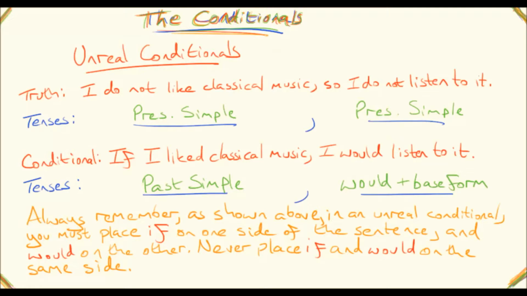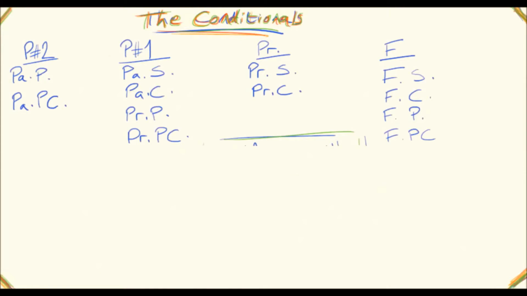But let's return to our times diagram to see what actually happened there. So here we are back at our times diagram, and we've got that simplified form of it again, plus another feature which I'll explain a little bit later. Let's just remember our sentence from a little bit earlier. I do not like classical music, so I do not listen to it. Well, I do not like classical music. What tense is that? I do not like. Well, that's present simple, right?